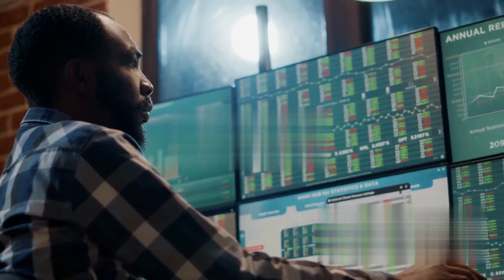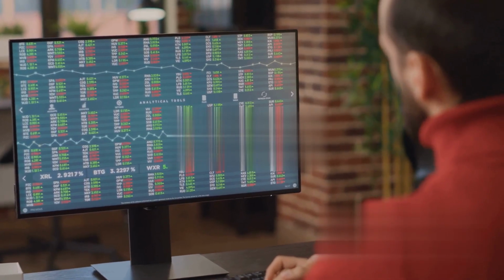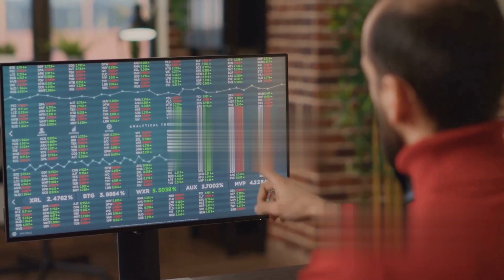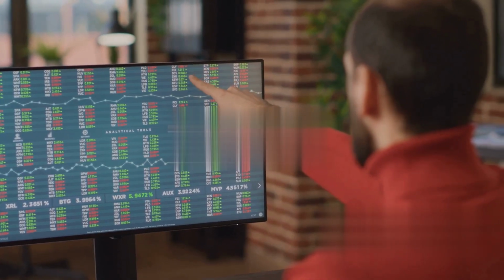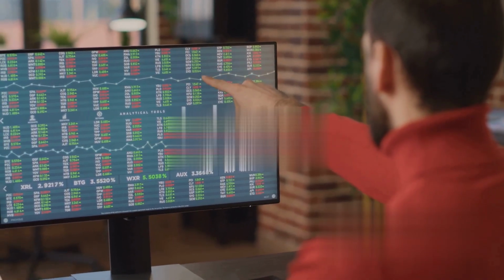Remember, the best platform for you depends on your individual needs and trading goals. So take the time to consider what each platform offers and how it aligns with your trading strategy.